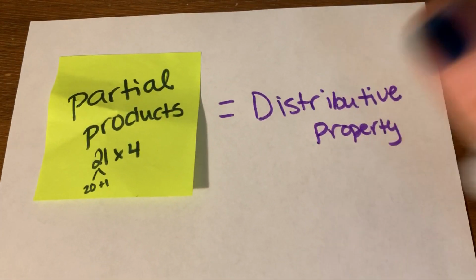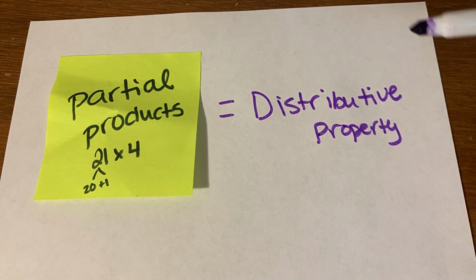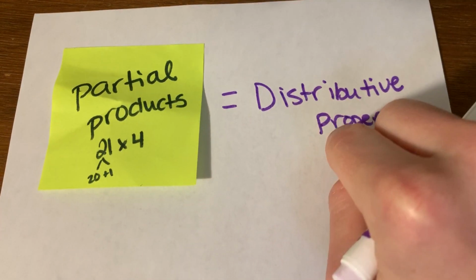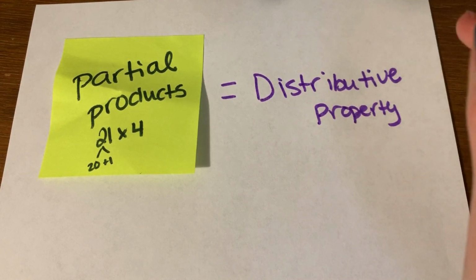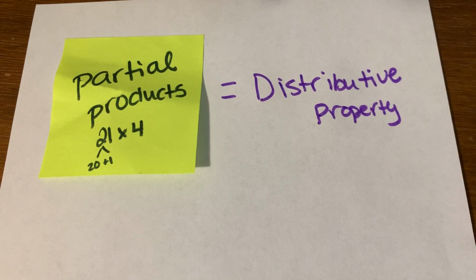So if you hear "use partial products to solve this problem" or "use the distributive property to solve this problem," they're essentially the same thing. The distributive property is just the property that proves that partial products works. So when you see "use the distributive property to multiply," here is what they mean.